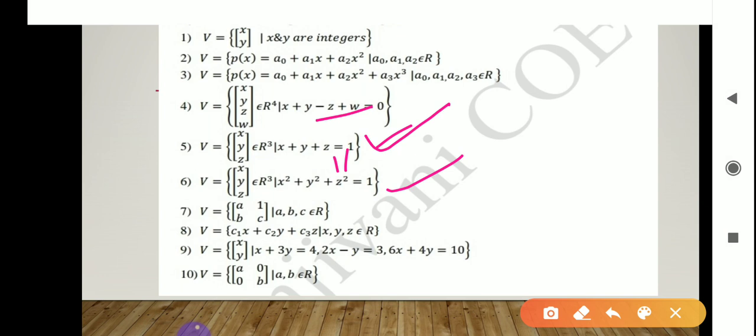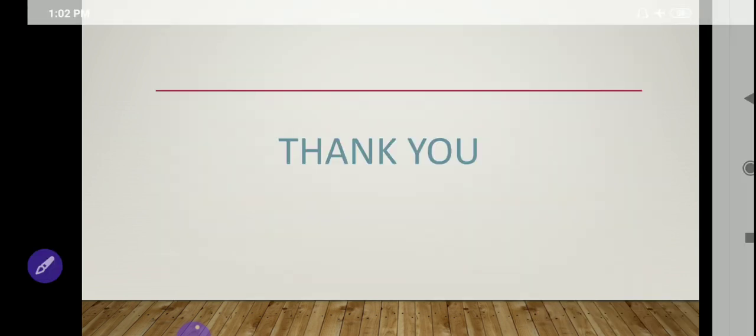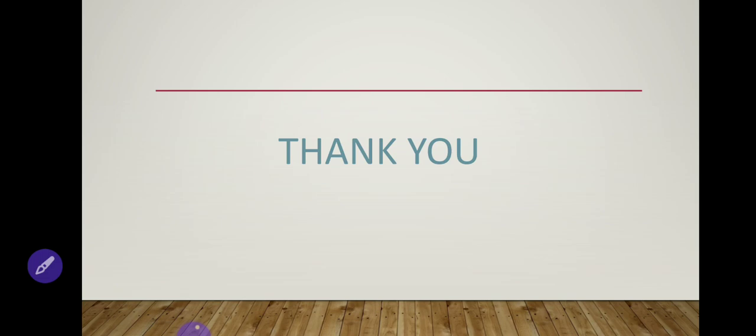Okay, then (a, b, c) belongs to R. You can check all problems. I think this is not vector space, this is also not vector space. Okay, then this is vector space, this is also not vector space. You can check easily here. Okay, in next video we will start subspace. Thank you.